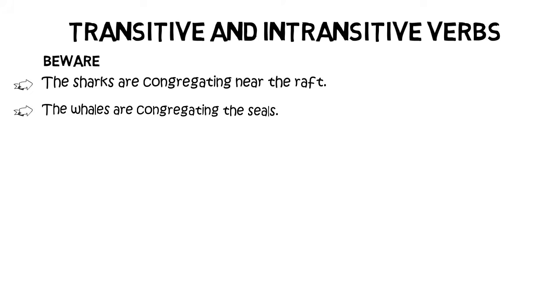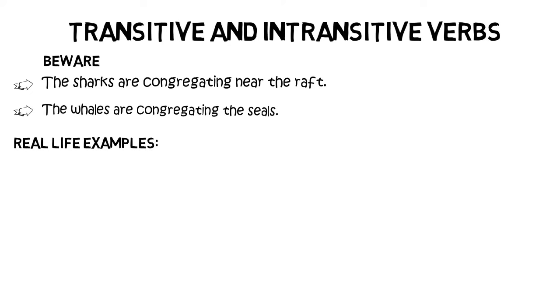But now look at this example. The whales are congregating the seals. This time they are congregating something. They're congregating the seals. They're gathering them together. So some verbs, and we'll cover these later, can be transitive or intransitive. Just bear that in mind for now. Okay, let's carry on with some examples.